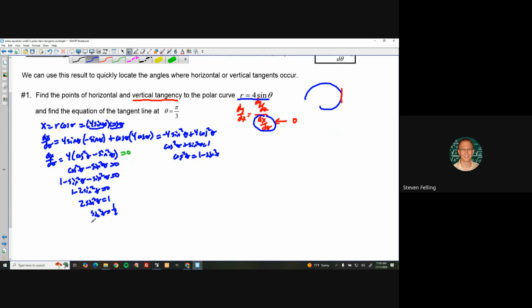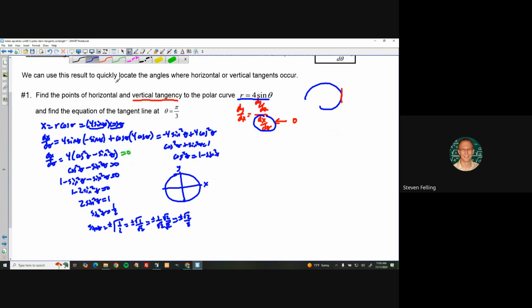Which means that sine of theta would be plus or minus the square root of 1/2, which is plus or minus the square root of 1 over the square root of 2, which is plus or minus 1 over the square root of 2, which if I multiply square root of 2 over 2 on top and bottom, is plus or minus the square root of 2 over 2, which is nice because these are places on my unit circle that are one of the 16 special values.